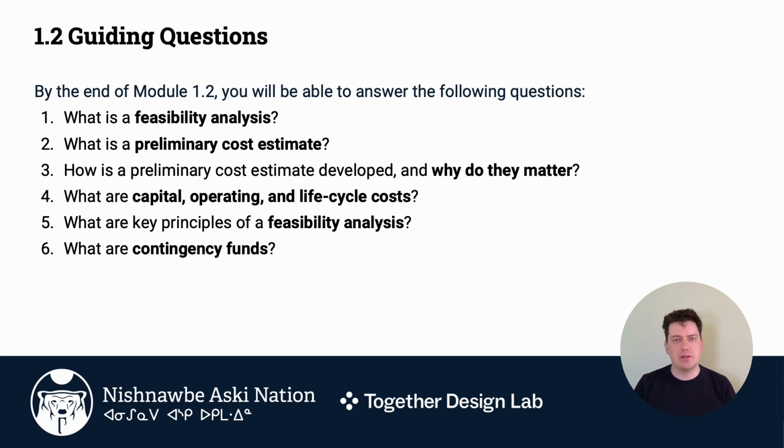Part of that is understanding the difference between capital costs, operating costs, and life cycle costs, and understanding how choices at this stage of the project and throughout impact each of these different costs separately. What are the key principles of feasibility analysis? And what are contingency funds?